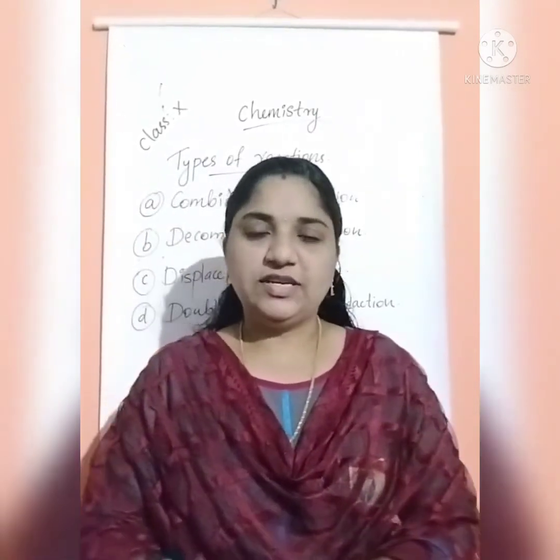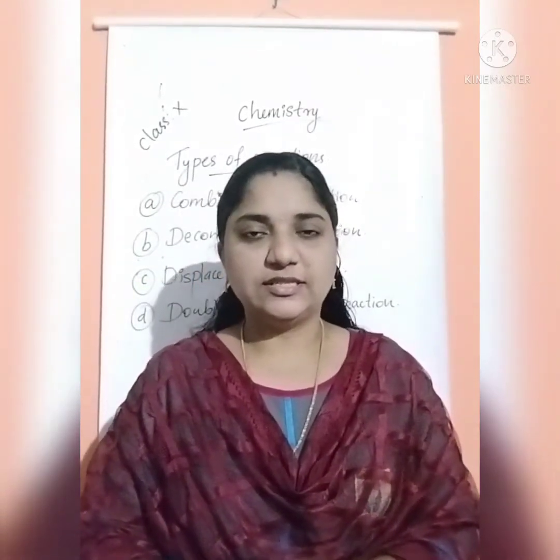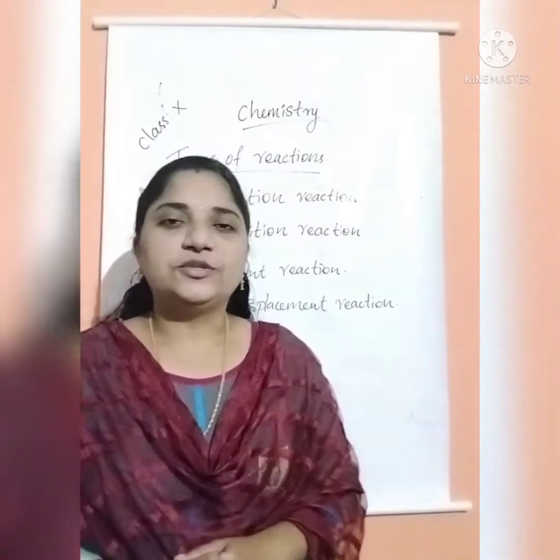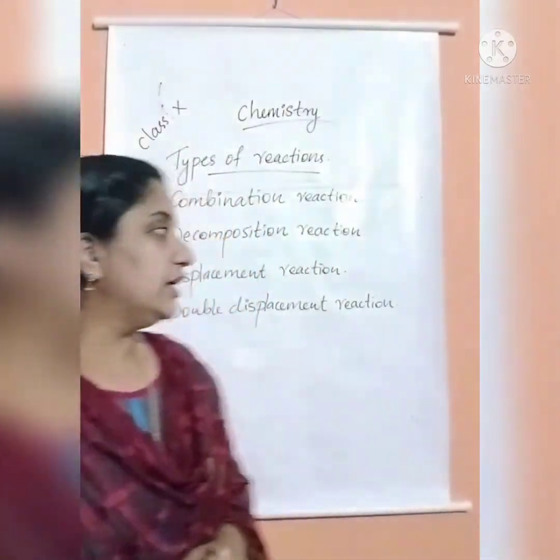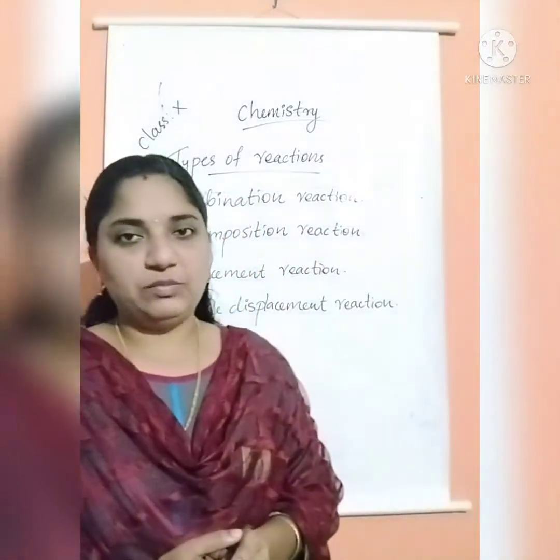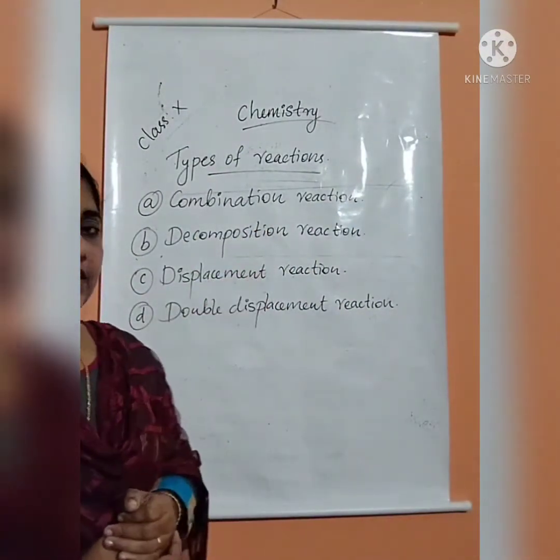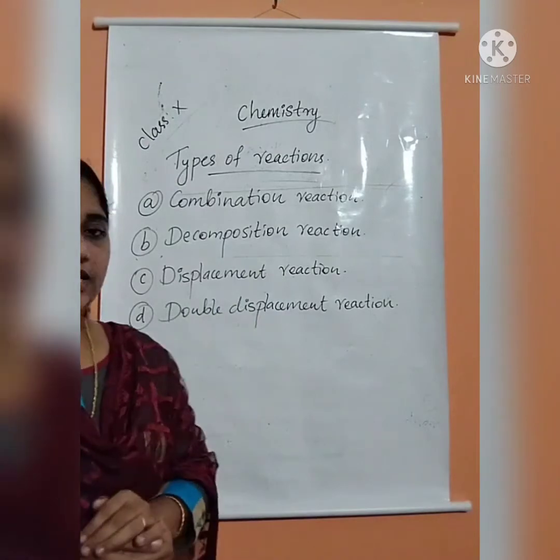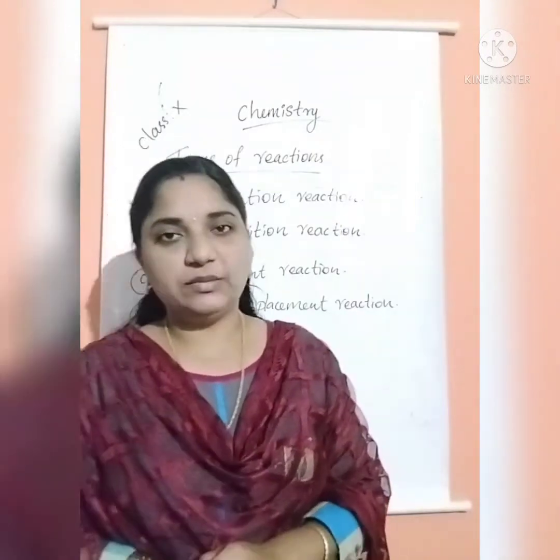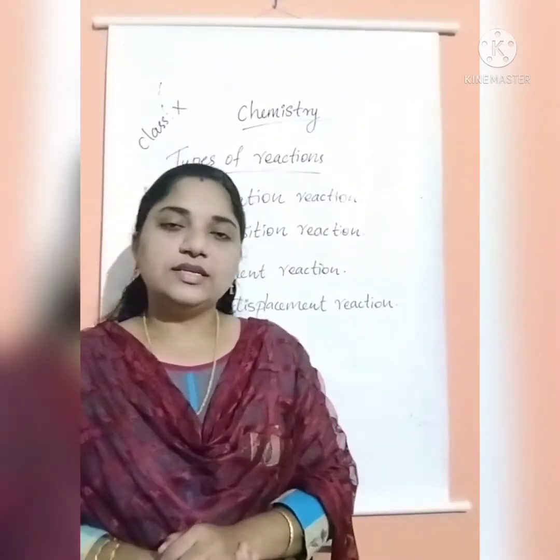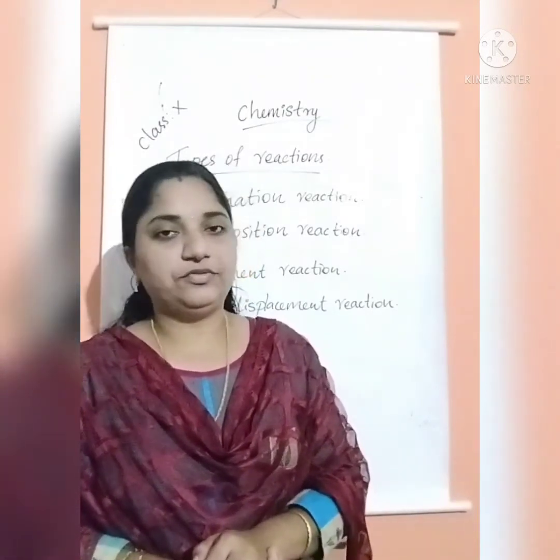From the last class, we learned about balancing a chemical equation, isn't it? Today we are going to learn about the different types of chemical reactions. Look here. These are the four types of chemical reactions: combination reaction, decomposition reaction, displacement reaction, and double displacement reaction. Then we are going to learn more detail about each type of reaction.